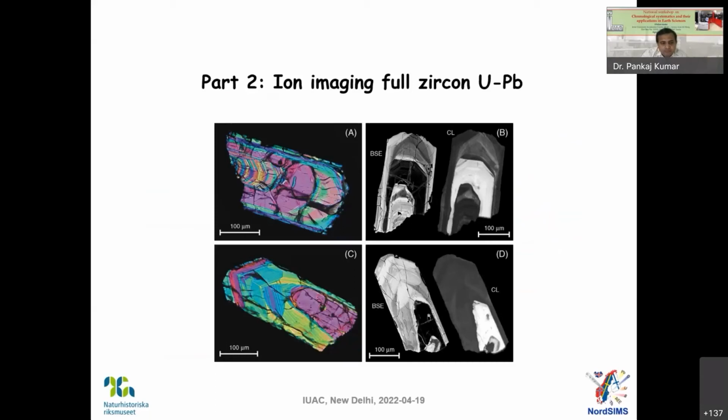Okay, so I will go to the second part of this talk, which is looking at this ion imaging method. Up until now, all I've talked about are lead isotopes. Now, of course, what we'd like to be able to do sometimes is do a full uranium-lead analysis. Now, that's a little bit trickier.